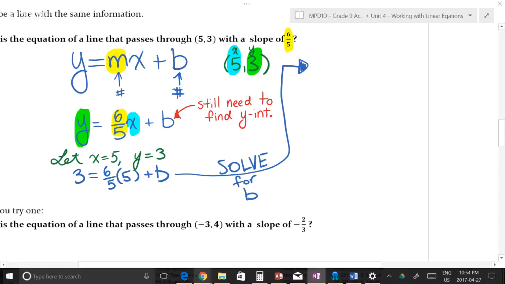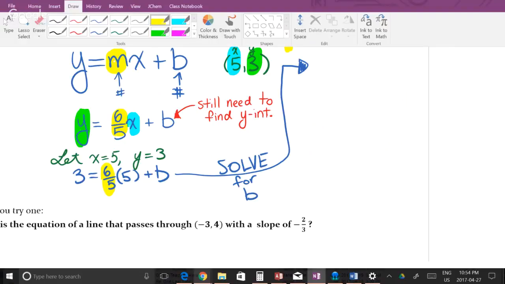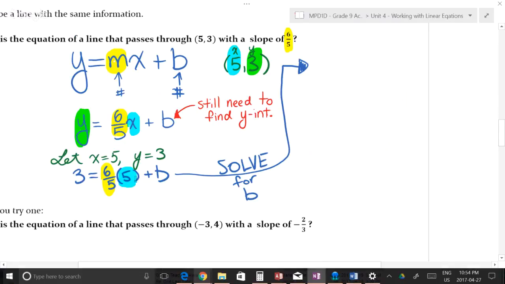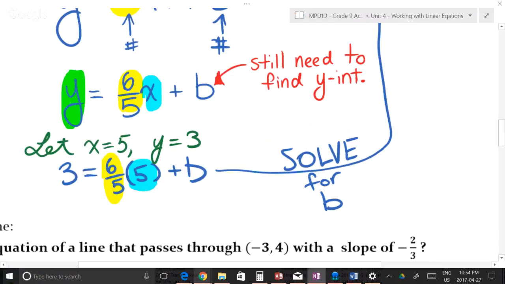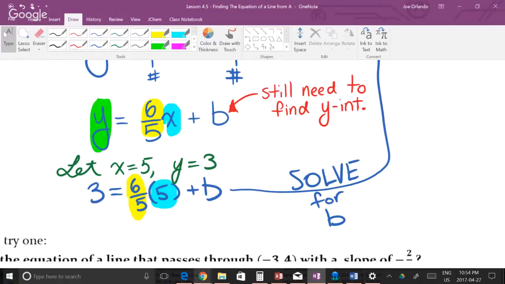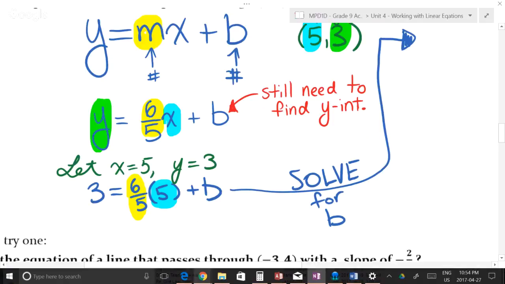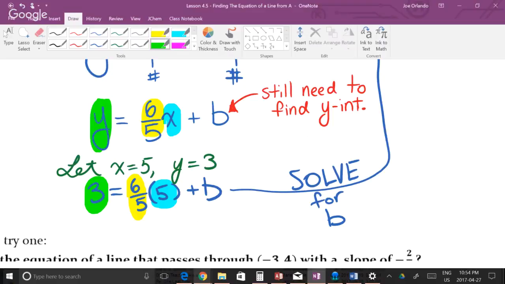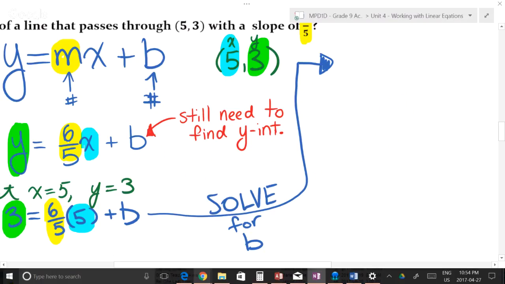So we said, and I want to reuse these colors just so it's all clear, 6 over 5 was our slope. We put that in for m. 5 is the x value from that original point because we know that 5 is an x value that works for this line. It's possible for x to be equal to 5, and that happens when y is equal to 3. So that's where that information comes from. And now let's go over here where we have lots of room and solve it.